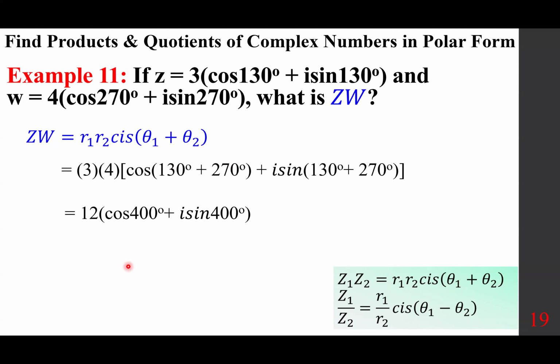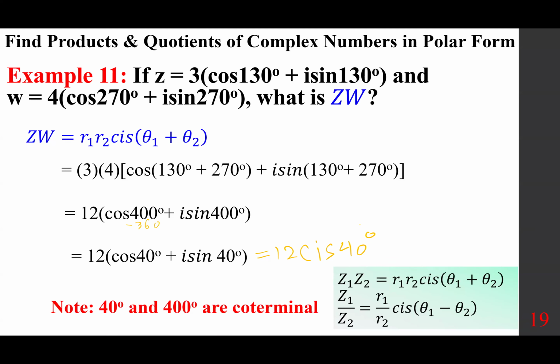We want to bring it to the first revolution, so we want to go from 0 to 360. Therefore, we are going to subtract 360 degrees, which results in 40. So 12 cosine 40 plus I sine 40, or simply 12 cis 40 degrees. And again, notice 40 and 400 degrees are coterminal.